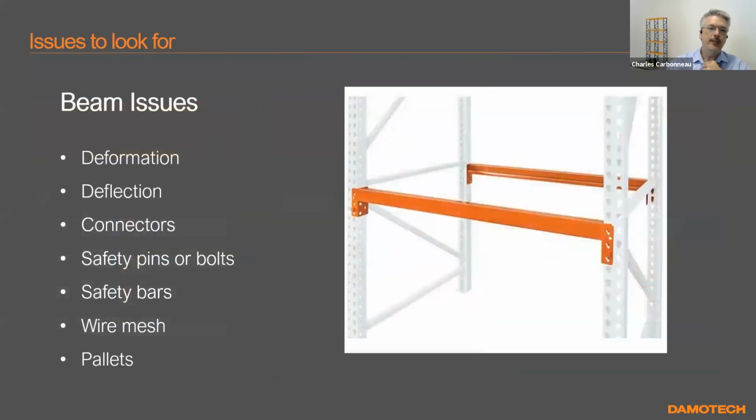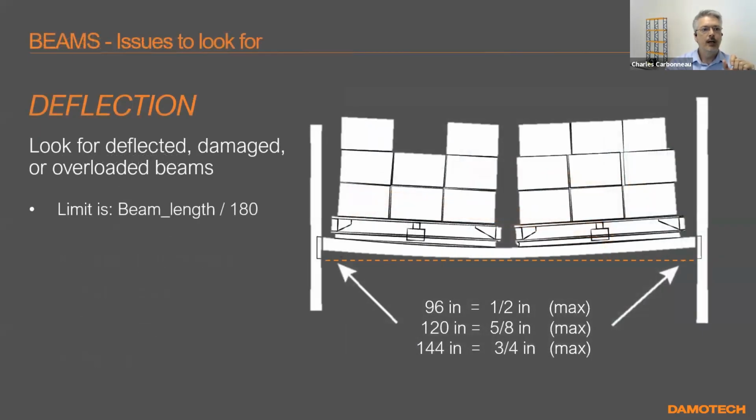All right, let's move on to beams. So what do we need to look at for beams? You know, the deformation of the beam, deflection of the beam, the connectors at the extremity, the safety pins, presence of safety pins, safety bars, the wire mesh, if any, that are used, and the pallets. And there's one more point that we'll address, and that is when you move beams around, right? So we'll have a special slide just on that.